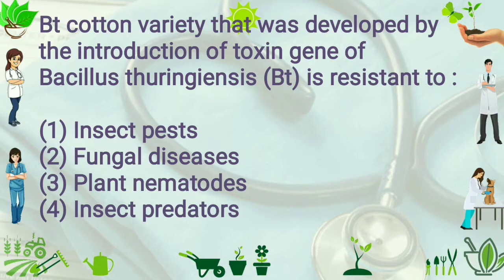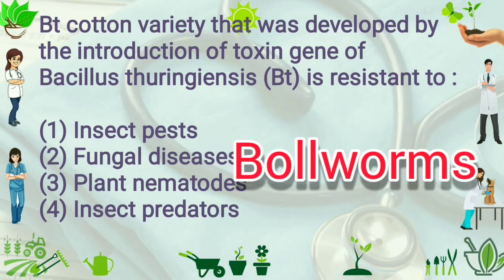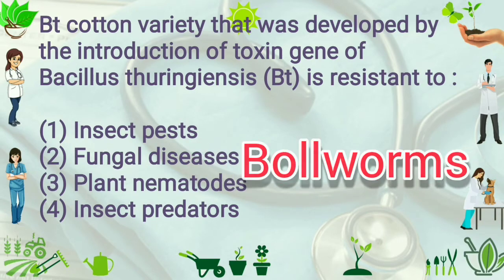BT cotton is a variety that was developed by the introduction of the toxin gene of Bacillus thuringiensis. BT cotton is resistant to insect pest, fungal diseases, plant nematodes, insect predators. BT toxins from Bacillus thuringiensis kill the bollworm that eats the cotton plant.